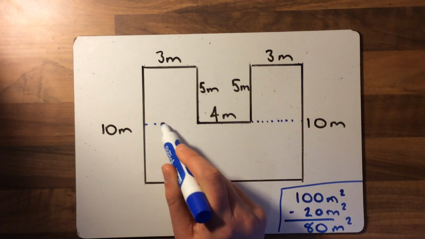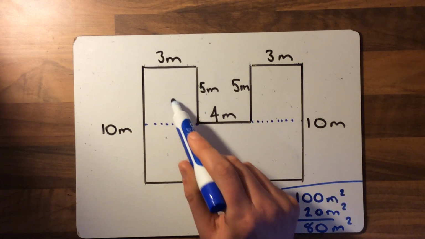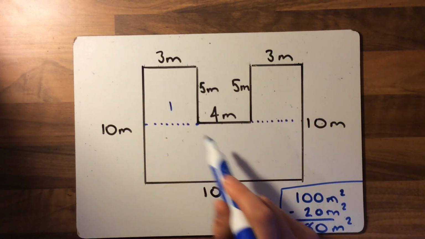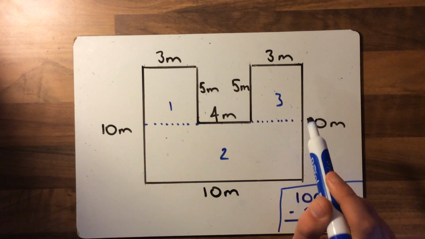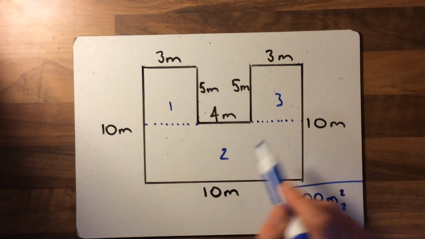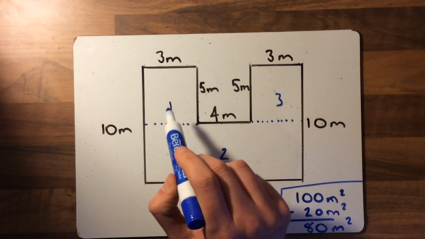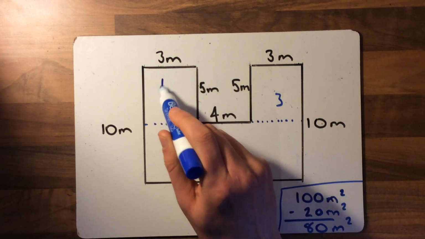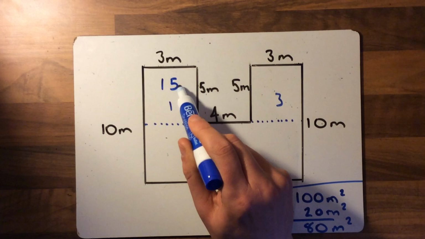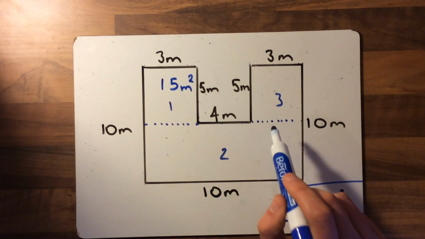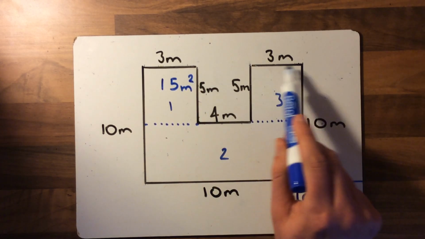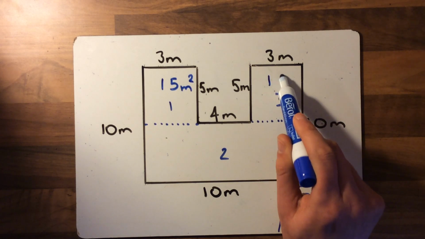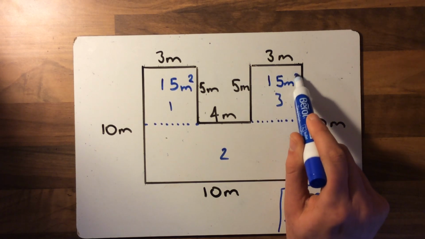So if I do this now, I've got 1, 2, 3 shapes. So we need to work out the area of all of those and then add them up. So if we look at shape 1, it is 3 by 5. So the area of this one is 15 metres. And then this one is identical. It's 3 by 5 again. So that one is 15 metres.